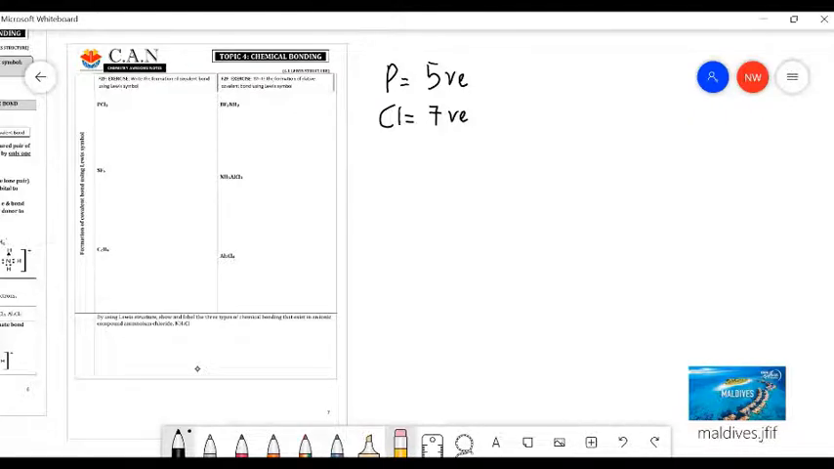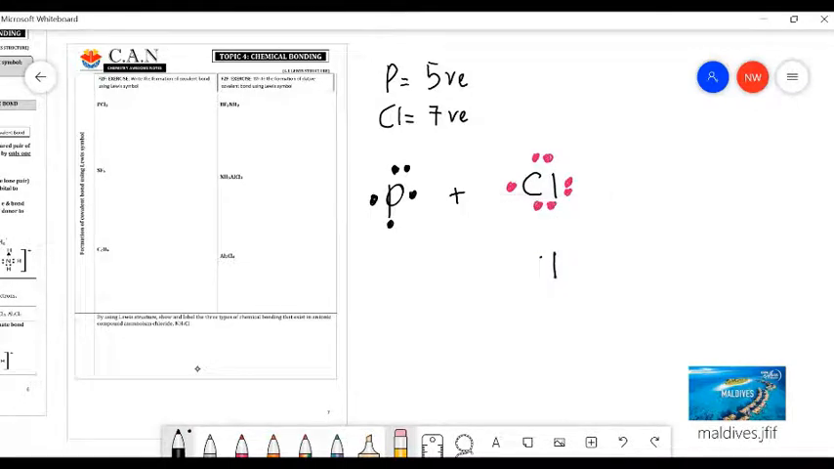So phosphorus, draw dulu phosphorus. 1, 2, 3, 4, 5. Alright. Plus dengan chlorine ada 5. Okay, 5 atom chlorine. So chlorine 1, 2, 3, 4, 5, 6, 7. Draw lagi.